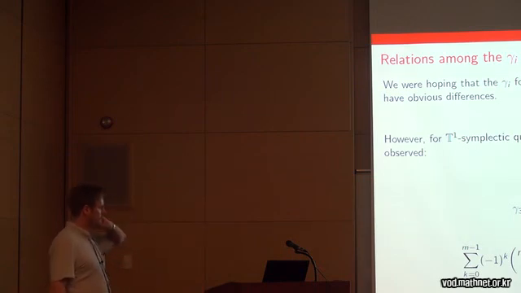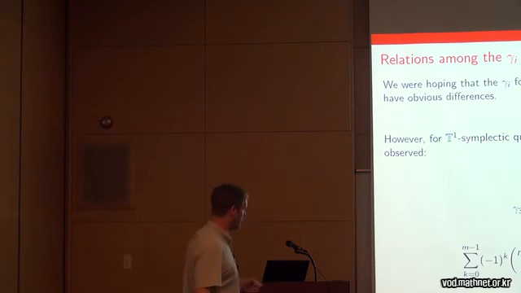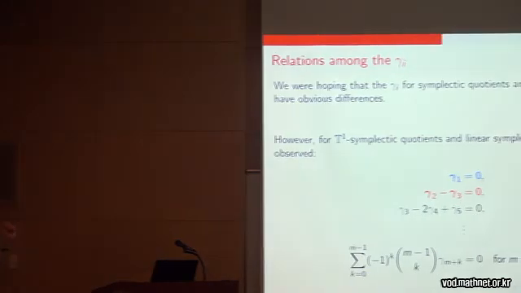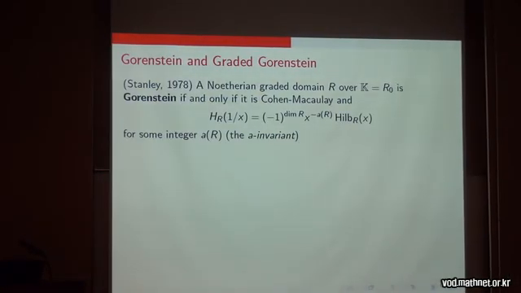And this, I don't know, we spent a long time fussing with these relations before we realized what they mean, and I think they're very pretty relations between these coefficients. But it turns out that they are related to the following fact. If you have a Noetherian graded Cohen-Macaulay domain, then by a result of Stanley, it is Gorenstein if and only if the Hilbert series satisfies this functional equation.